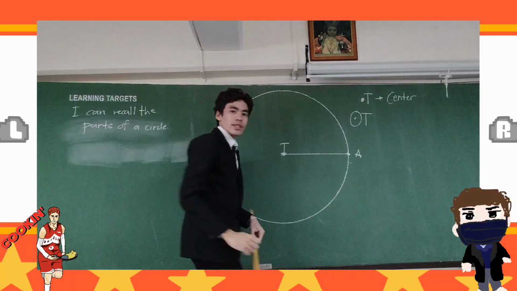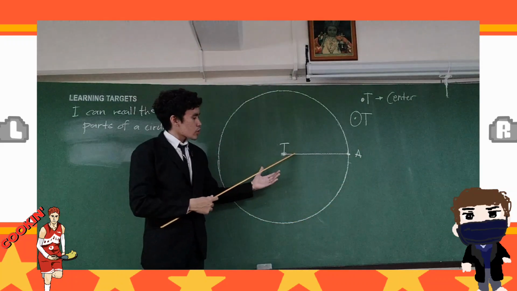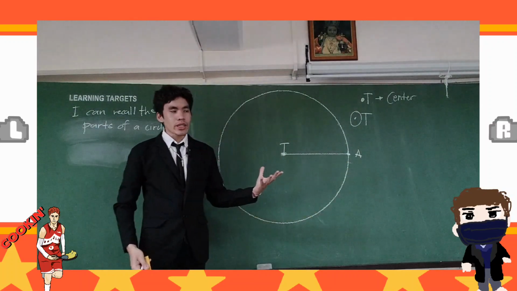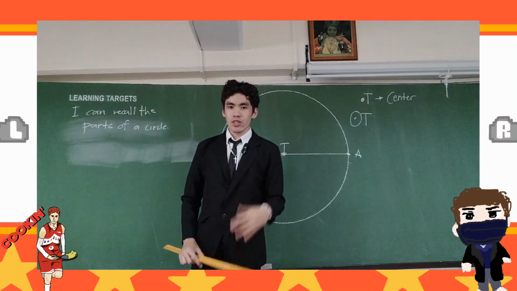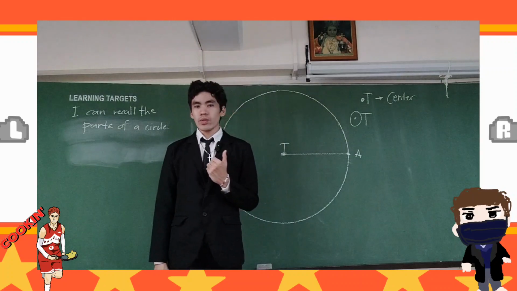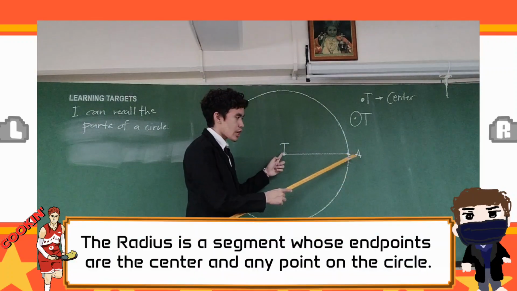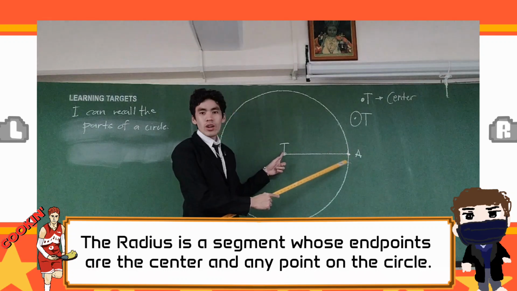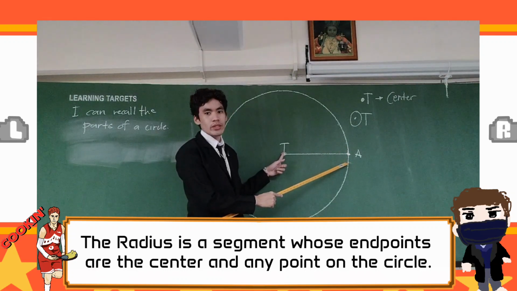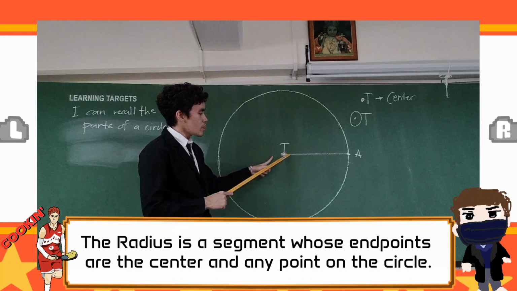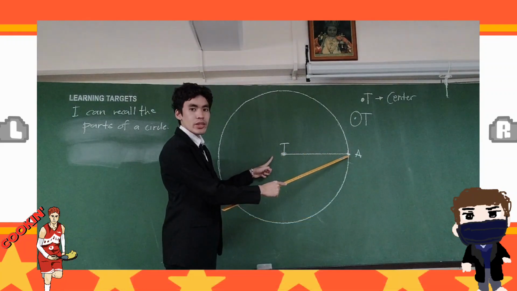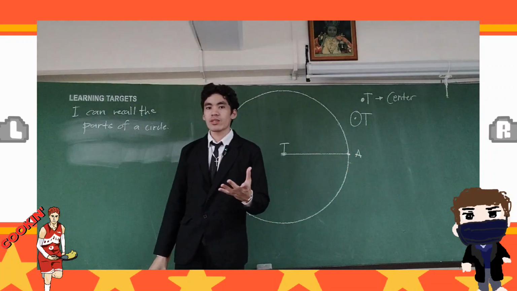So if you look at this one right here, you will notice that the center and a point on the circle are connected. Hence, what we call the radius. Basically, the radius is a segment because there is an ending. It's a segment. And what are the endpoints of said segment? Basically, the endpoints should be the center and any point on the circle. So that's what a radius is.